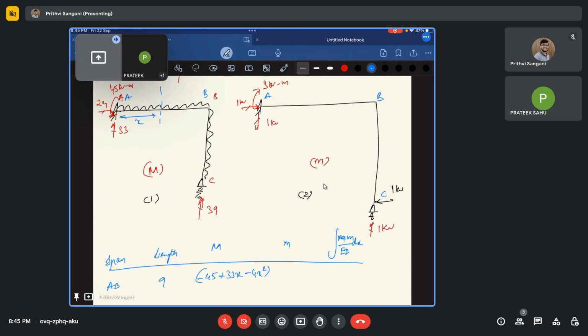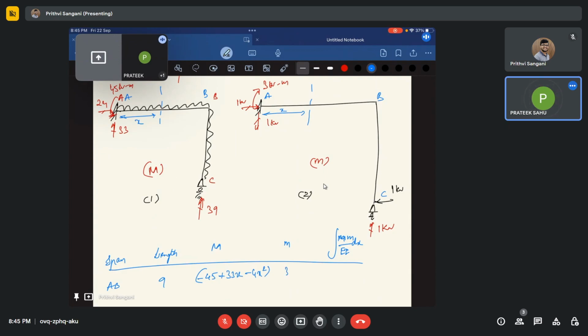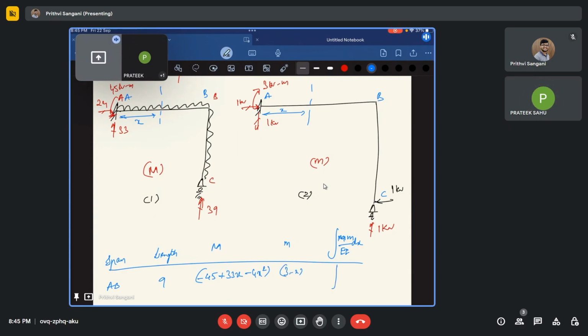Now what is small m? Similarly, this is x, so it is 3 minus x. Yeah, wonderful. So this is going to be minus 45 plus 33x minus 4x squared, multiplied by 3 minus x, divided by EI.